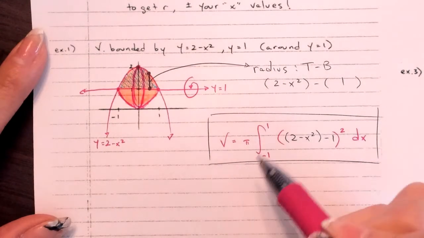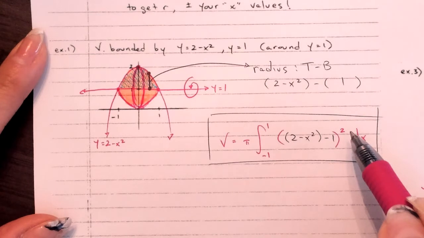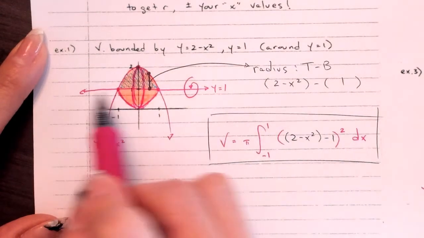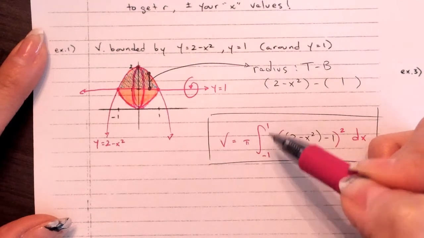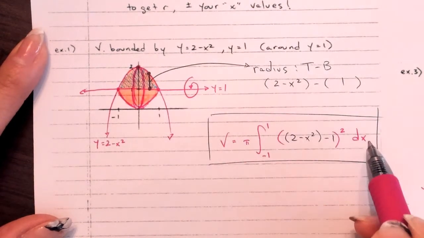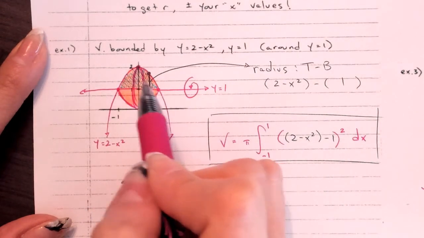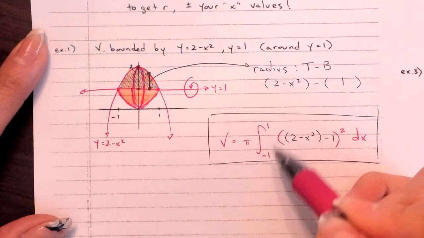So then you set it up. My setup is going to be pi quantity squared in terms of x, because we're going around a horizontal line, so it's in terms of x. And then I fill in my limits. If I'm in terms of x, my x values, where my blue area is, start at negative 1 and end at 1. So negative 1 to 1.